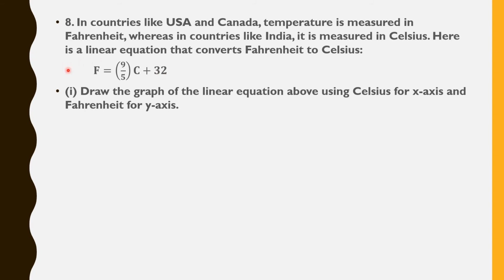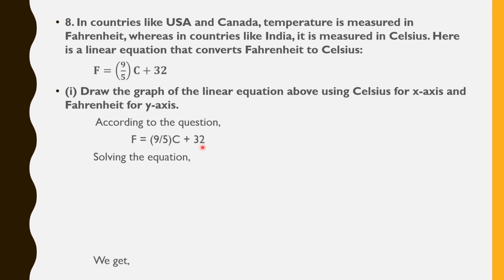Now our first question is, draw the graph of the linear equation above using Celsius for the x-axis and Fahrenheit for the y-axis. According to the question, we are given that F equals 9 by 5 C plus 32. Now solving the equation by taking different values, first when I take the value of C as 0, F equals 9 by 5 C plus 32, I will get F as 32.